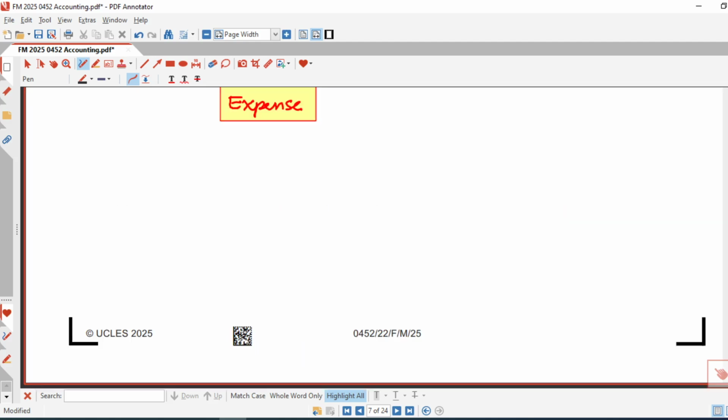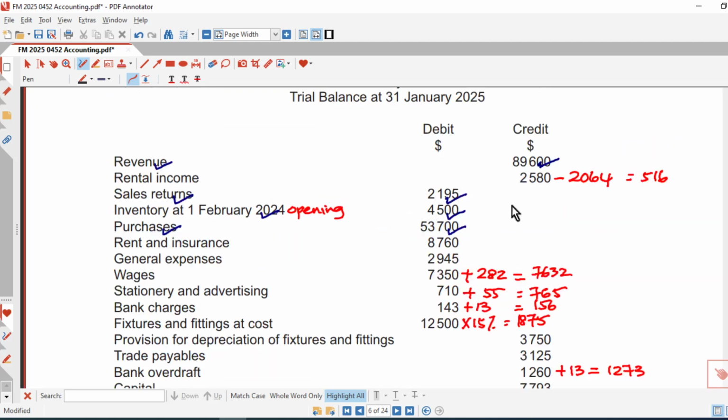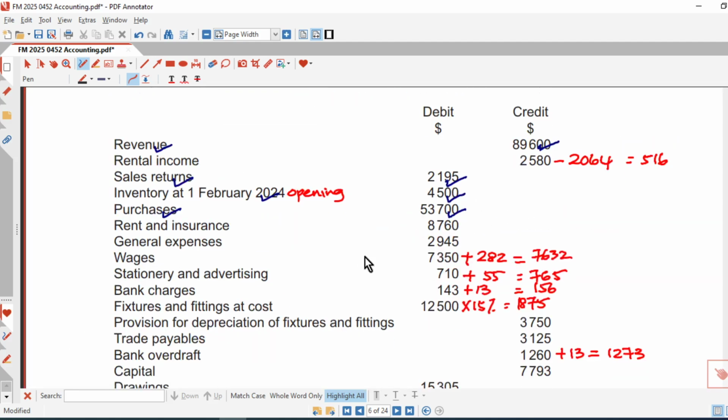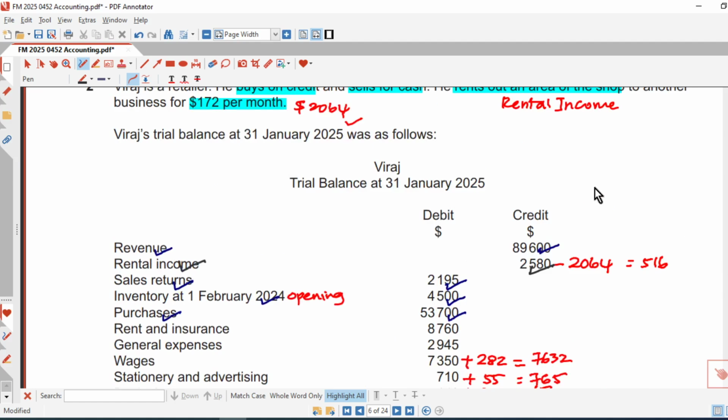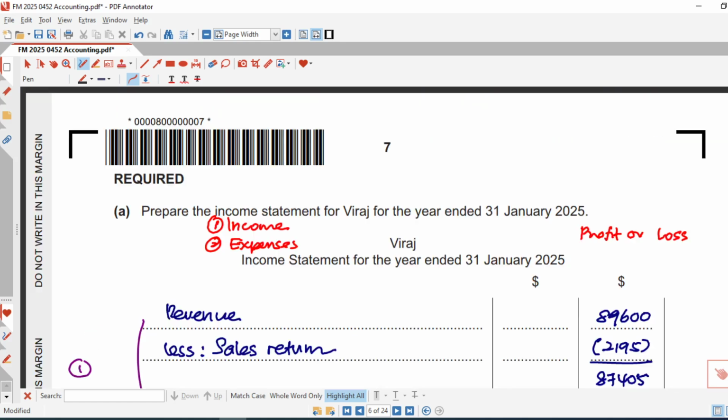So let's have a look here. Do we have any other income? Yes, we do. We have rental income. Anything else? No, so I think that's it. I'm going to park the rental income into the income statement. So rental income is $2,064 for the whole year.